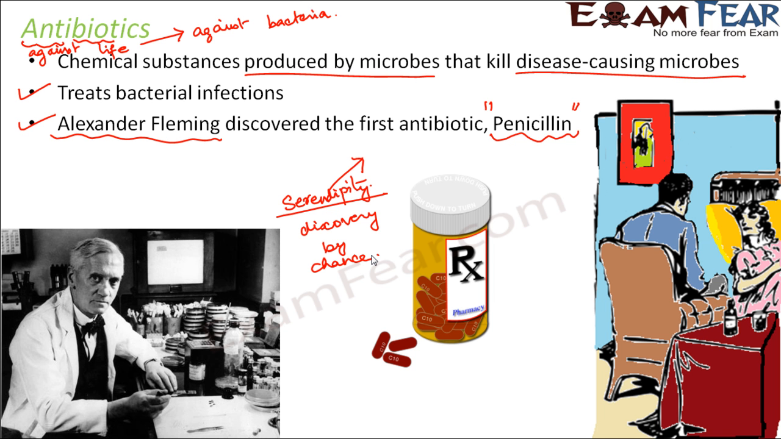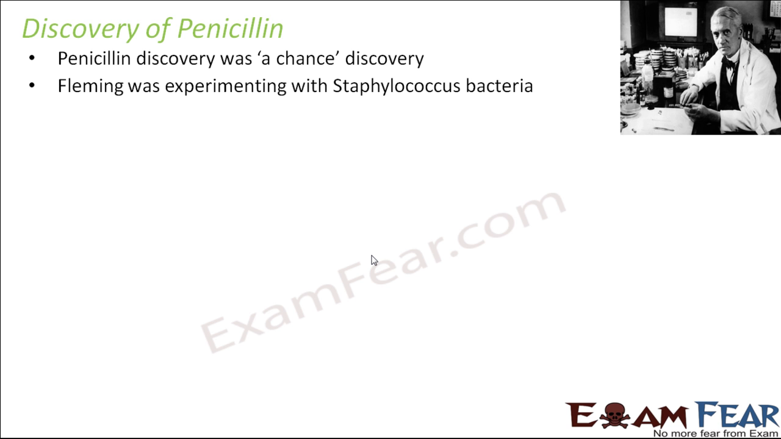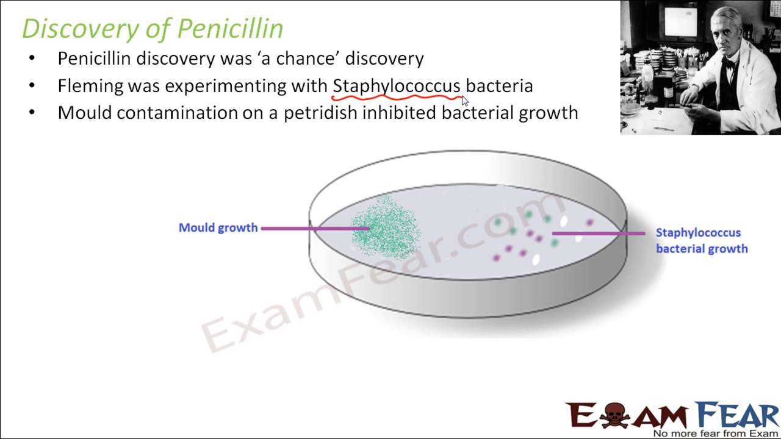You are not performing your experiments to discover this, but by chance you discovered it. That is serendipity. Now let us spend some time trying to understand how exactly penicillin was discovered, because that is an interesting story. Fleming was experimenting with Staphylococcus bacteria. Cocci are those bacteria which are spherical in shape. A petri dish is the dish on which a bacterial culture is grown for experimentation. Once, a petri dish was left open by mistake. When he went back home after his work, he forgot to close the petri dish.